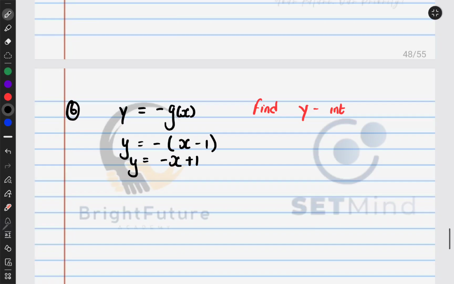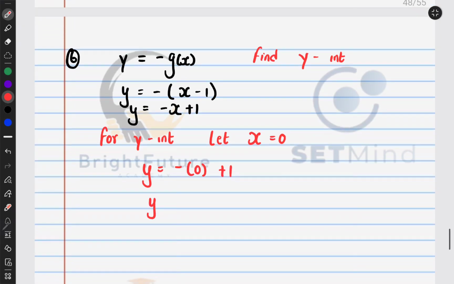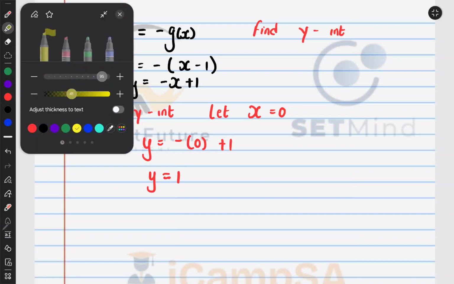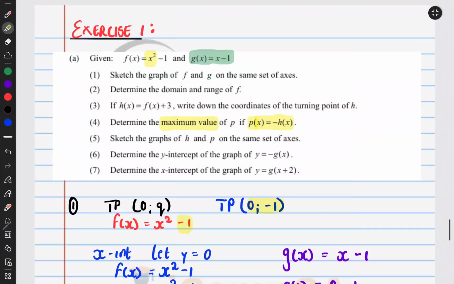So, once we are here, we can find the y-intercept. So for y-intercept, let x equal to 0. Okay, then we go to our graph now. Y is equal to -0 plus 1. Therefore the y-intercept is equal to 1. Y is equal to 1. That's the y-intercept.